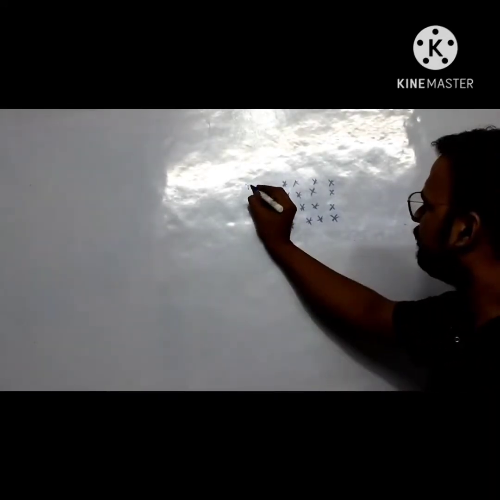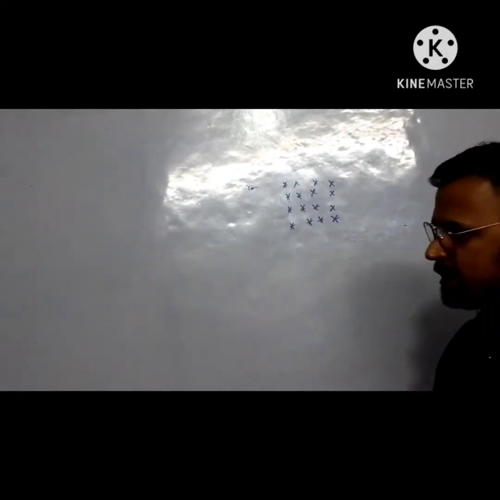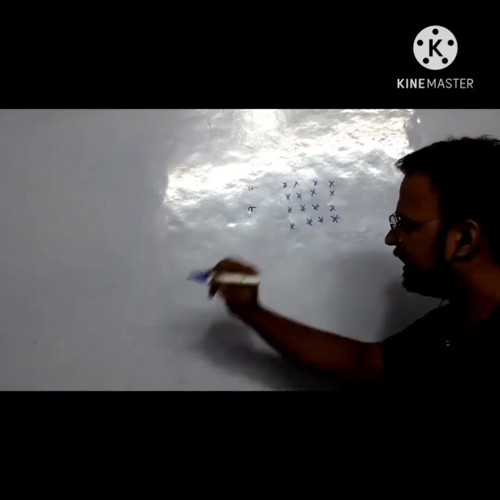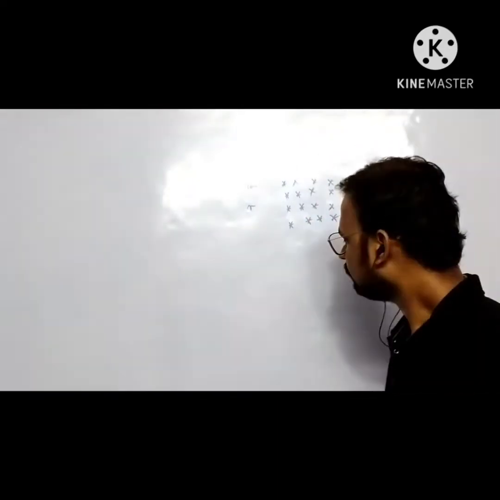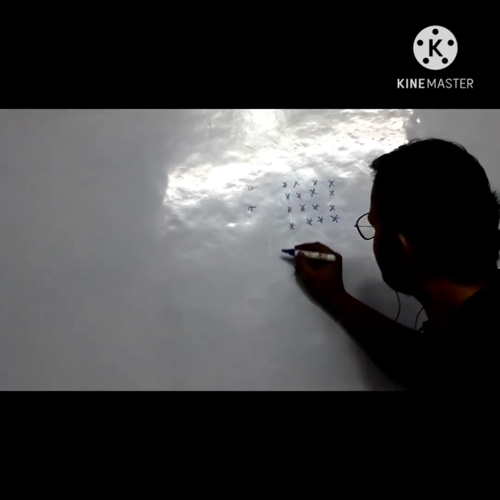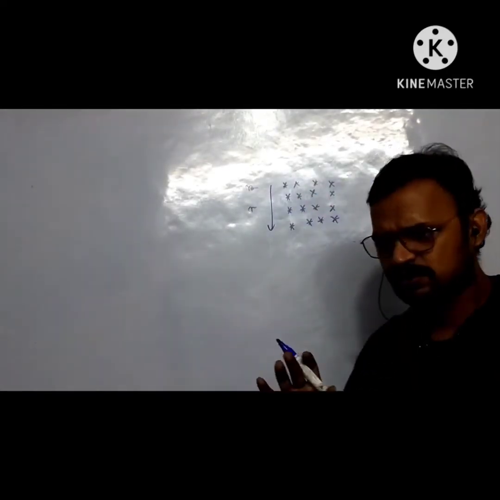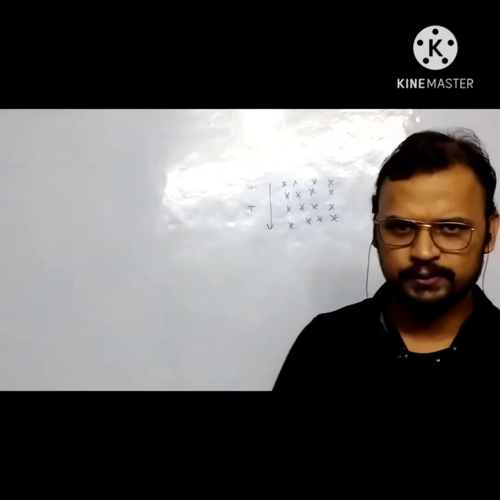In row 1 we have to print 4 stars. In row 2 we have to print again 4 stars. In row 3 we have to print again 4 stars, and in row 4 we have to print again 4 stars. See, I am just explaining to you what to do in the programs.